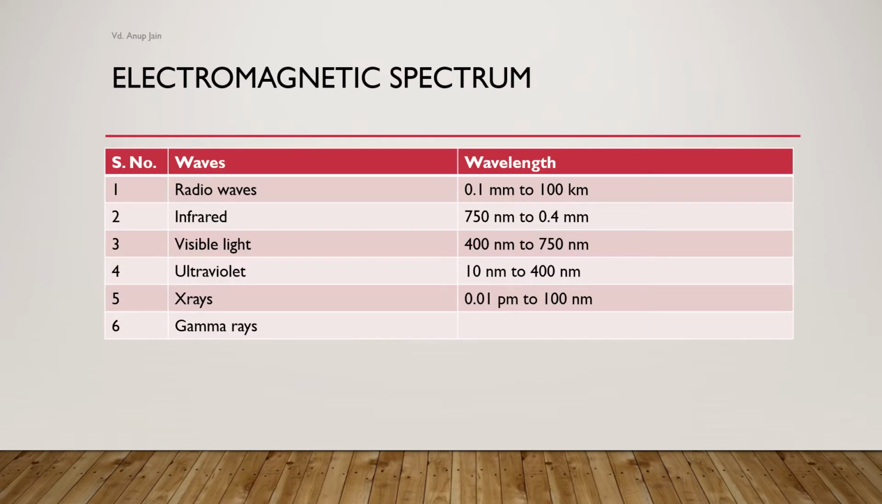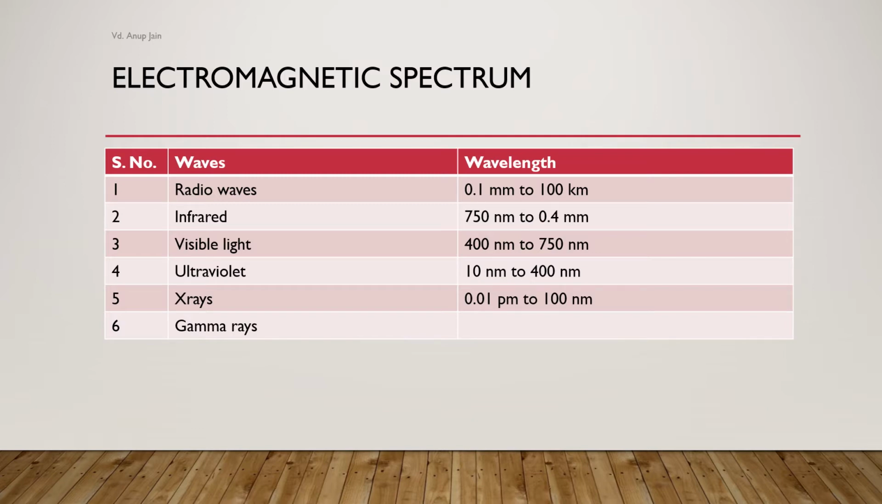Before going further into the therapies and its details, we must first understand the electromagnetic spectrum. There are different forms of waves which are recorded, and they are radio waves, infrared rays, visible light, ultraviolet rays, X-rays and gamma rays. There are different wavelengths of all of these.